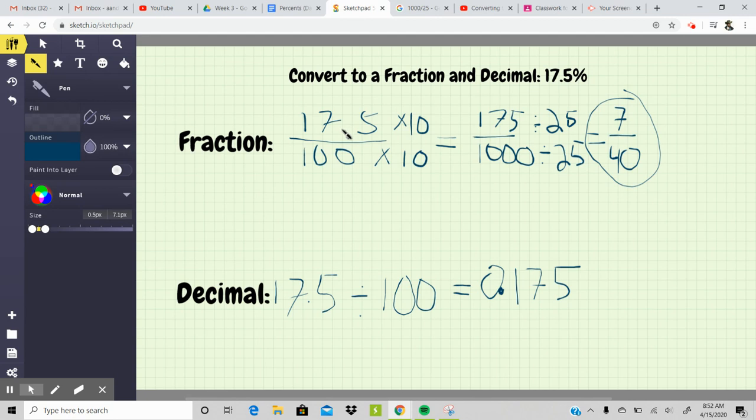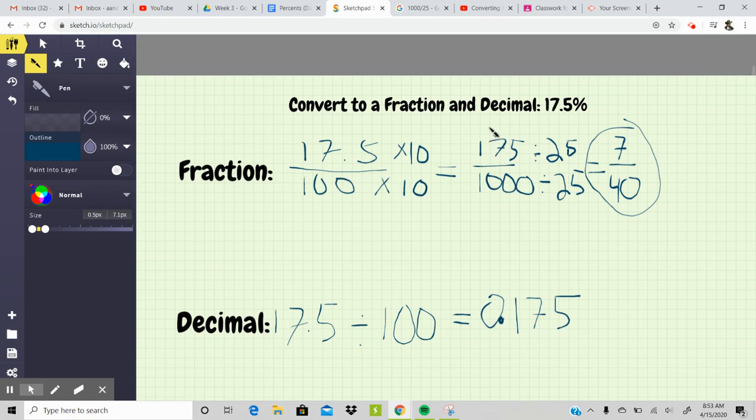But to just move a decimal place over, you can multiply it by a power of 10. So multiplying it by 10 will move it over one spot. Or if I multiplied it by 100, that would move it over two spots, and so on and so forth. But what you do to the top, you have to do to the bottom. So I multiplied both the numerator and the denominator by 10 to move this decimal over one. And I had 175 over, 100 times 10 is 1,000.